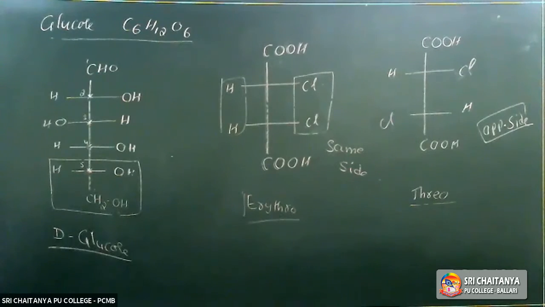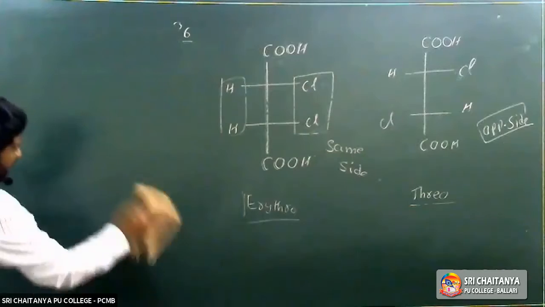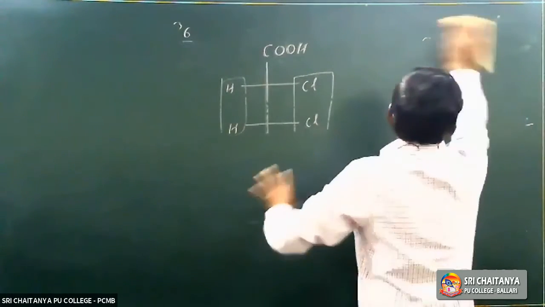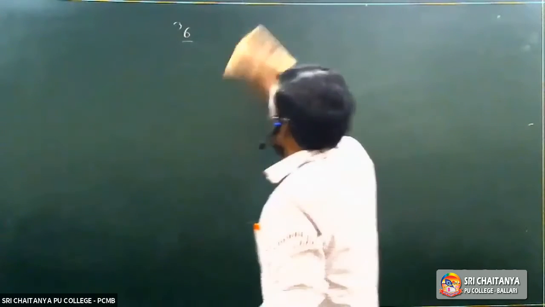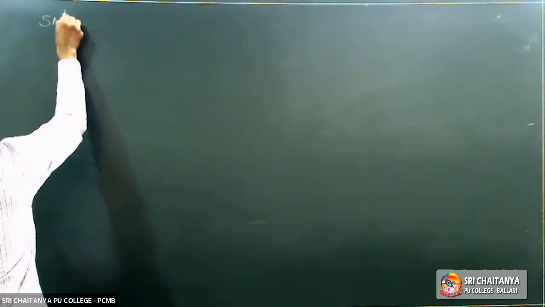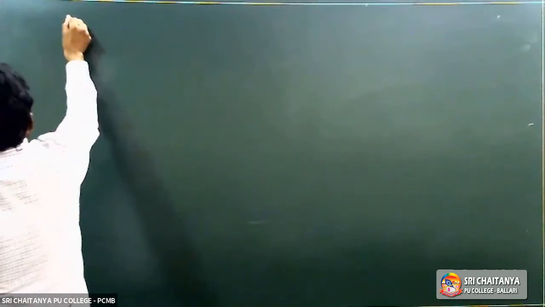Next topic, substitution reaction. What are the characteristic properties of alkyl halides? So alkyl halides undergo nucleophilic substitution reactions. They are called SN reactions. Substitution nucleophilic unimolecular and bimolecular: SN1 and SN2.